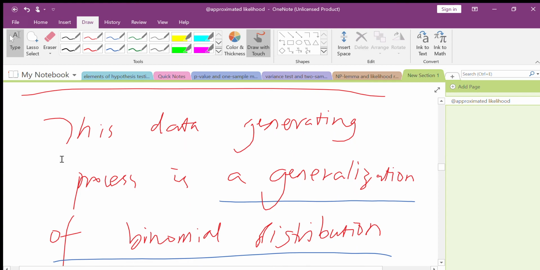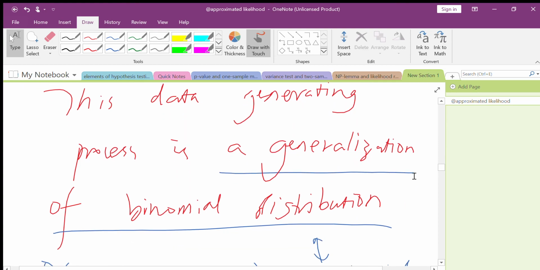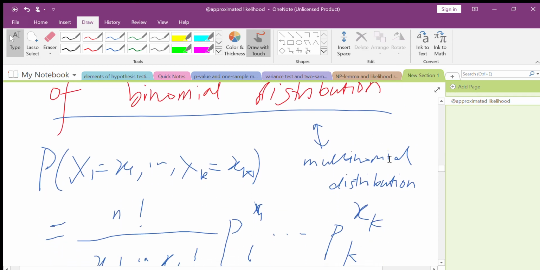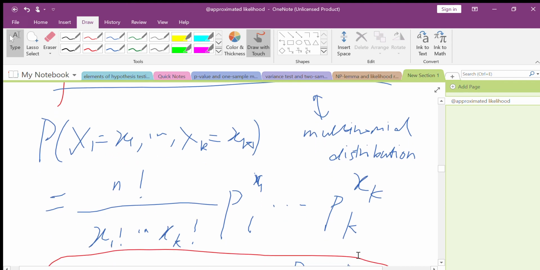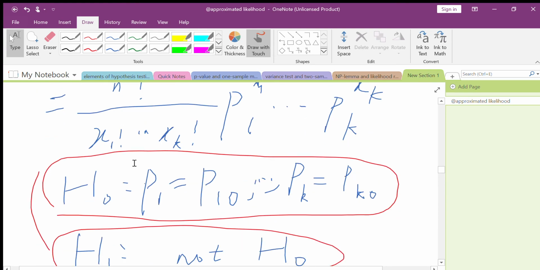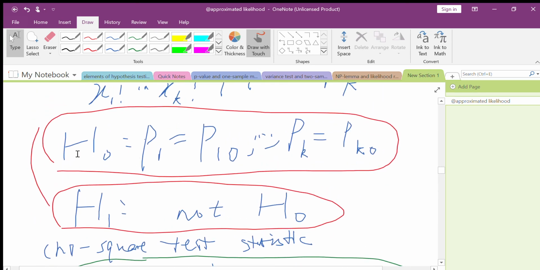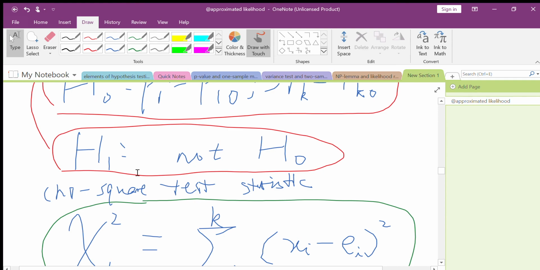So let me tell you, this data generating process is a generalization of the binomial distribution, which is called the multinomial distribution, and its PDF is actually in this form. It's quite similar to the binomial distribution. And for the chi-square test statistic, we are interested in testing such hypotheses. So H0 is p1 equals p10, ..., pk equals pk0. H alternative is not H0.